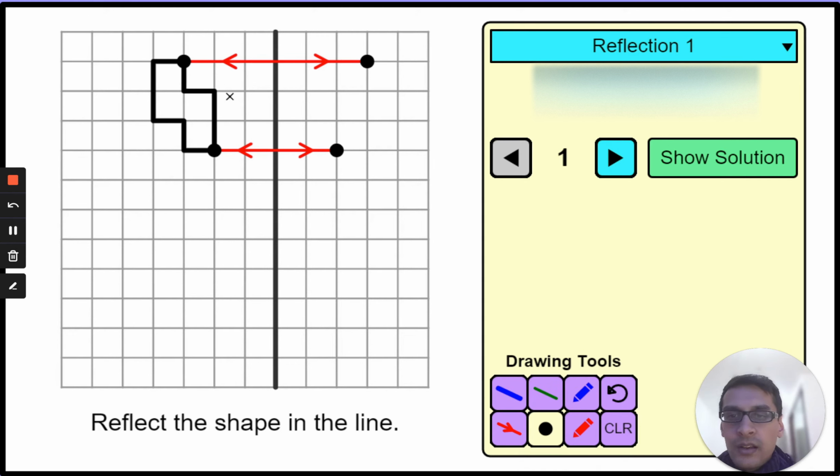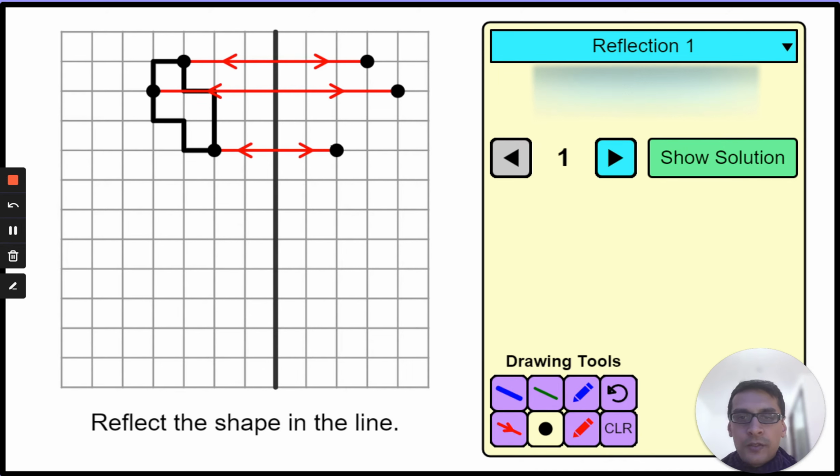I'm now going to pick another vertex. So let's just try this one here, this one at the end, and I can see I'm going to travel 1, 2, 3, 4 units to the left. So I'm going to do the same thing here. I'm going to travel 4 units to the right. So we can say this point ends up down there.